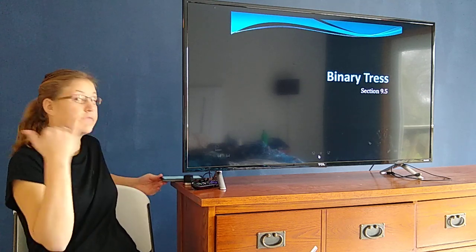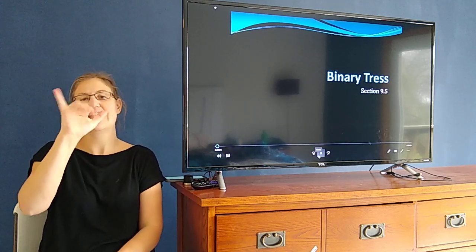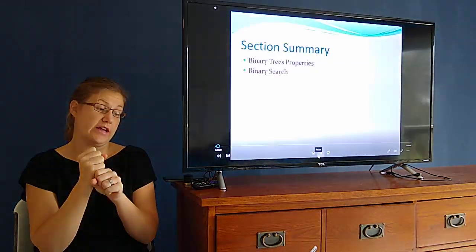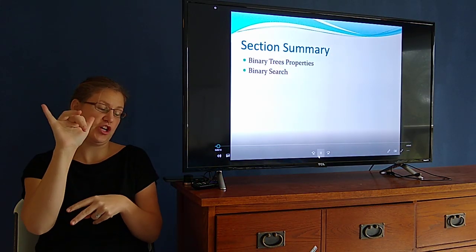We are going to learn about binary trees, chapter 9, section 5. Section summary: we are going to learn about binary trees, properties, and binary search.